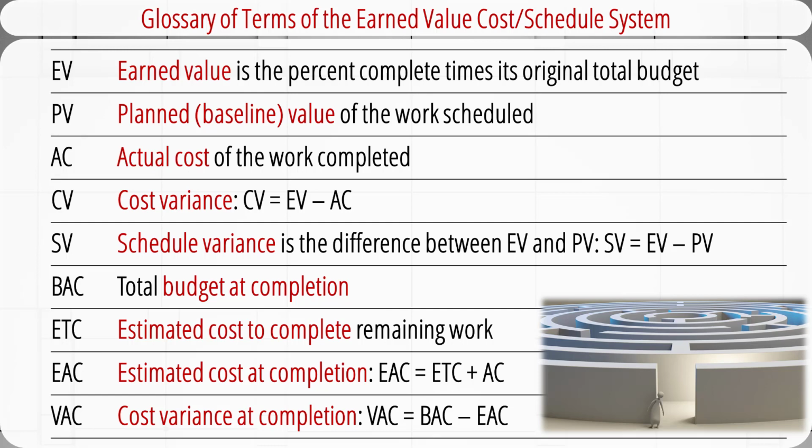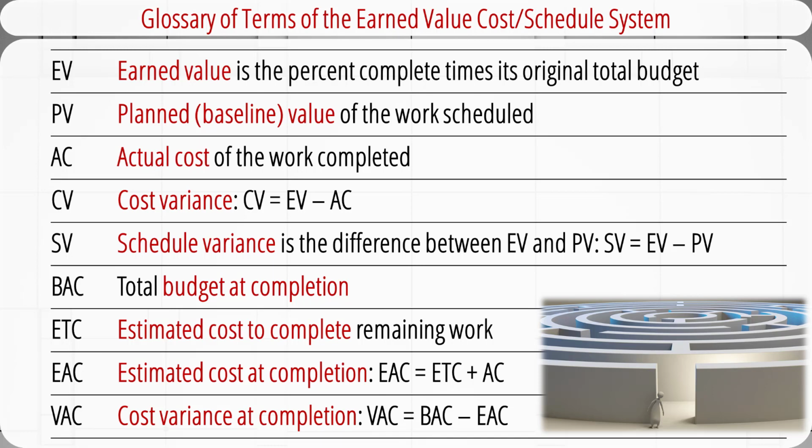PV stands for planned value. It's the budgeted cost of the work scheduled in the baseline plan. AC stands for actual cost. It's the actual cost of the work performed. CV stands for cost variance, which is the difference between the earned value and the actual cost. A positive cost variance indicates the earned value is greater than the actual cost, which means the cost is under budget to date. A negative cost variance suggests the earned value is less than the actual cost, which means the cost is over budget. Therefore, we would prefer to see a positive cost variance.